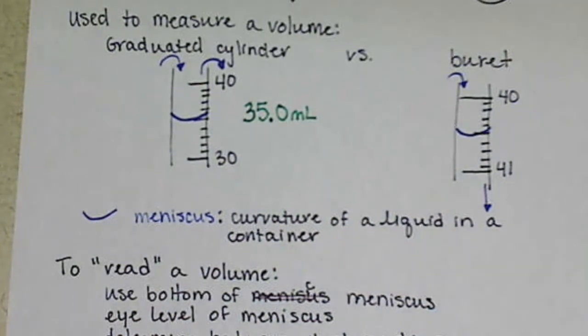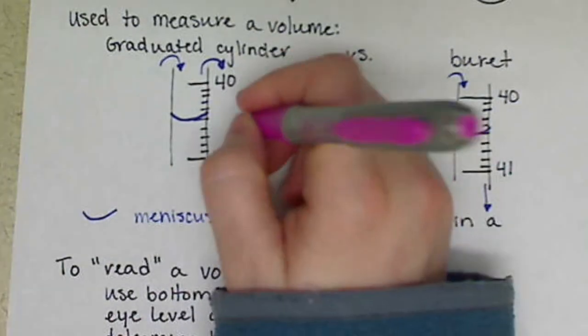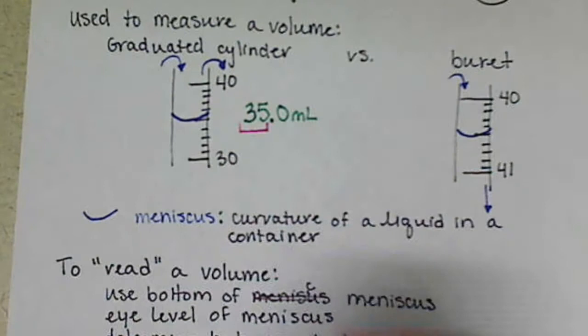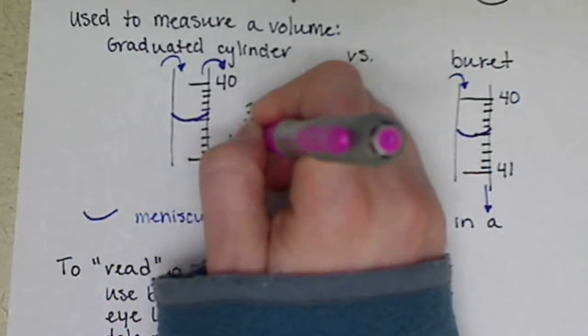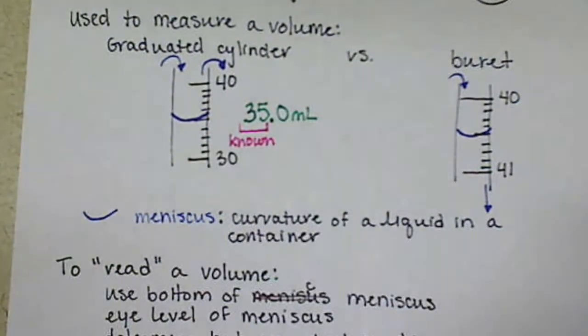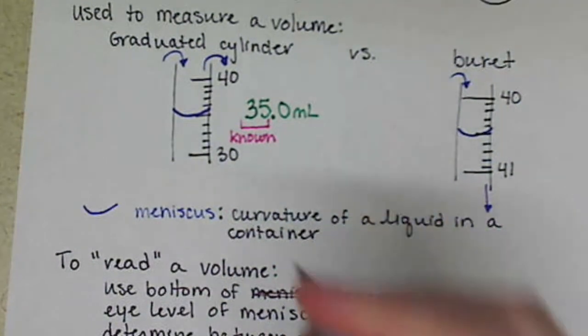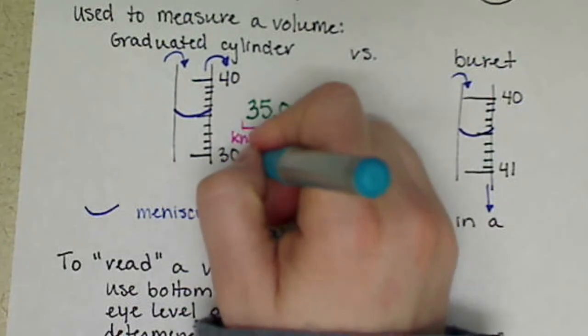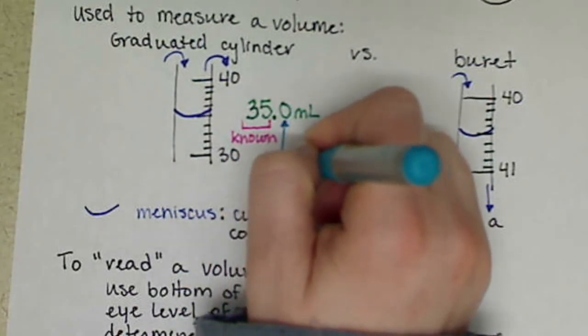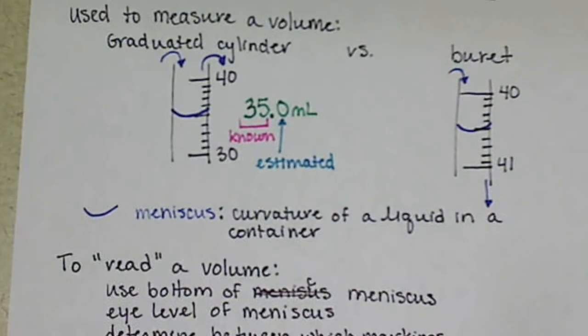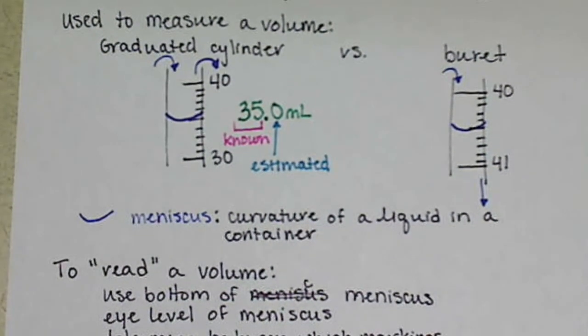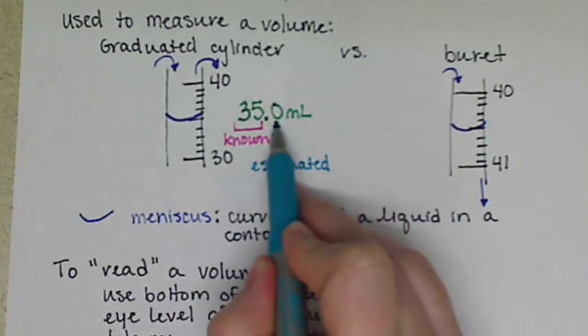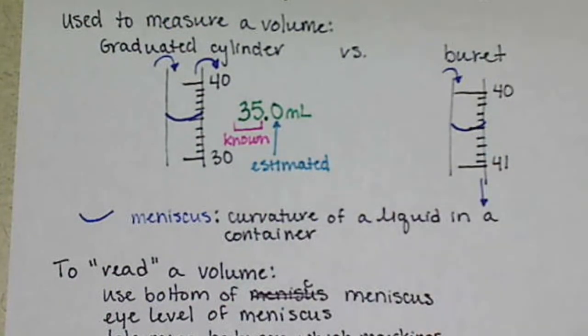And what's important for us to distinguish here is we have the 3 and the 5 for 35. These are the known values. Whereas the 0 in the tenths place, this is the unknown, the estimated value. Okay, and that's where our significant figures come in, because this is what's going to change depending on who's looking at this value, who's looking at determining this volume.